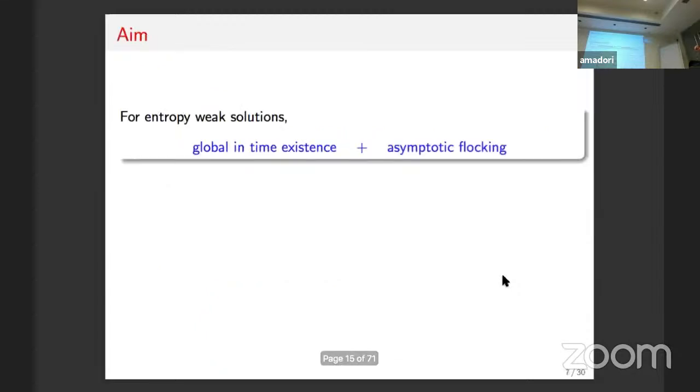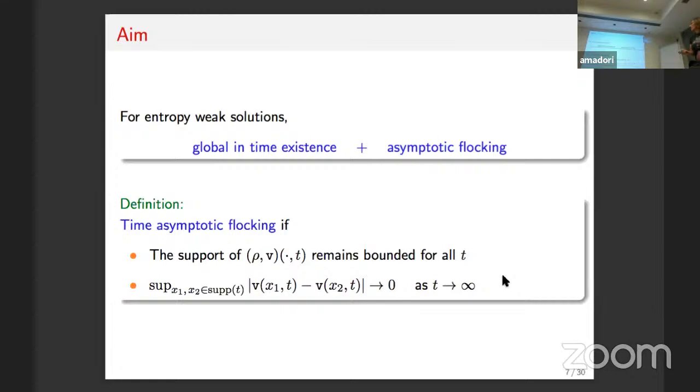Okay, so let me go on. What is our goal? First of all, the goal is to study global in-time existence, and then to study the long-time behavior in terms of asymptotics. What do we expect? We expect that we have time-asymptotic flocking if the support of the solution remains bounded, even if, of course, they translate. And secondly, that the difference between velocities goes to 0 as t goes to infinity. Okay, this will be, roughly speaking, our definition of time-asymptotic flocking.